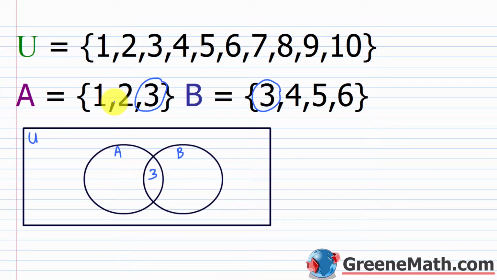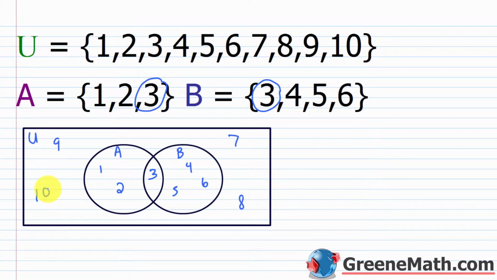Now for set A, I have 1 and 2 that are not common to B, so that's just going to go over here, somewhere outside of the overlap. Same thing goes for set B. I'm going to put 4, 5, and 6 in here, but outside of the overlap. Now, elements that are part of the universal set that are not part of A and not part of B would just go somewhere inside of this rectangle. They just can't go inside of these two circles because they're not part of A or B. So I have 7, 8, 9, and 10 that fit that criteria.